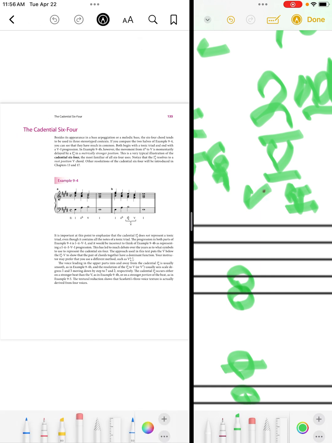I can get the writing tool up. This up here, that is the progression.